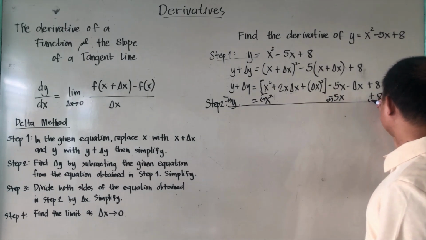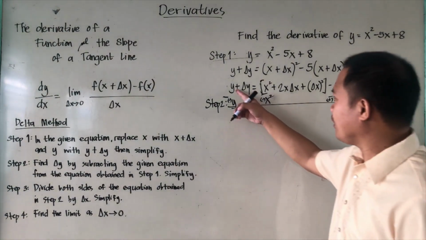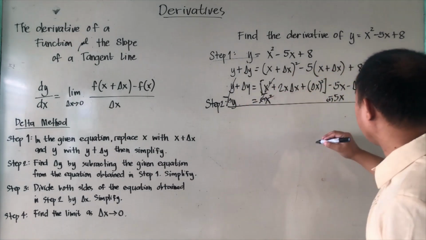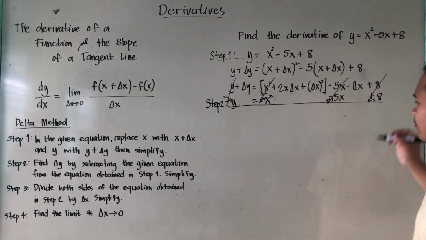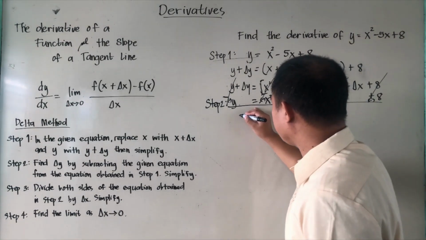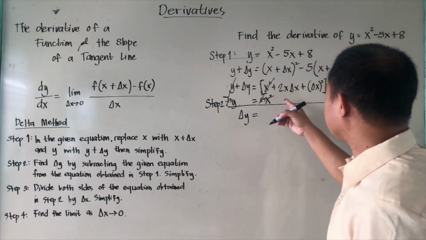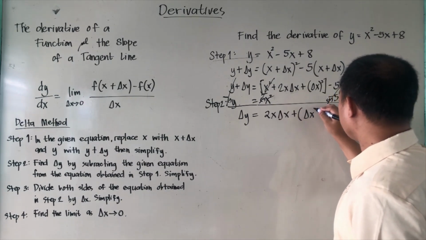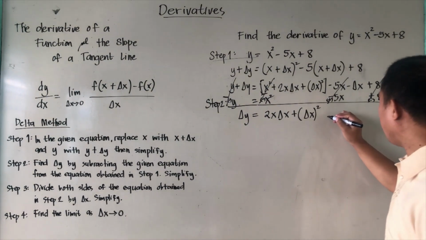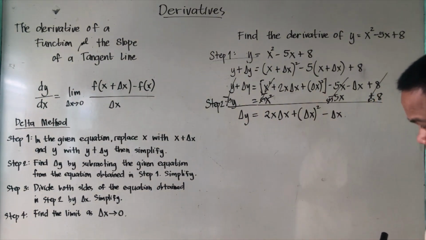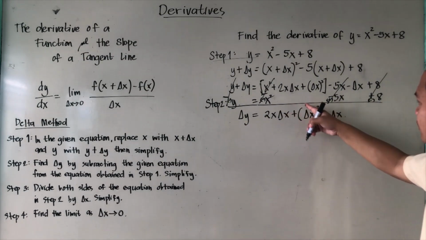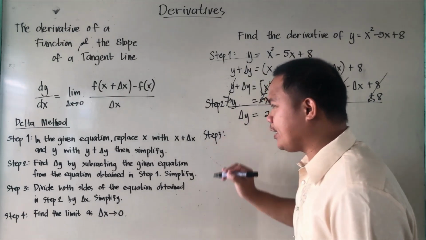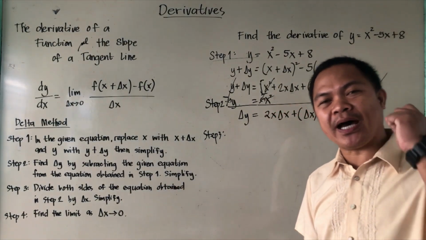changing the signs of the subtrahend. So positive, negative, that will be cancelled out. Ito naman, cancelled out, the same, the same. Okay? So we have to find ano po yung mga natira. So delta y is equal to 2x delta x plus delta x squared minus delta x. So ito na lang po yung natira. Double check natin. Okay.